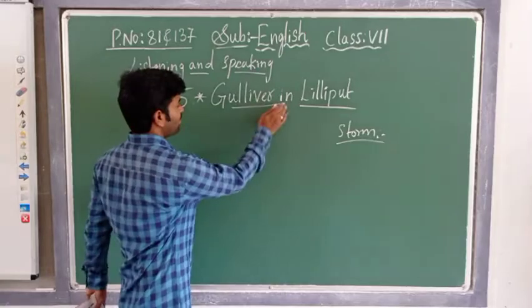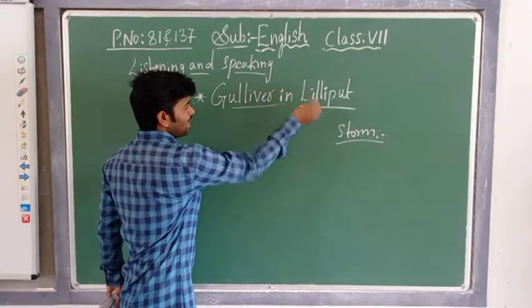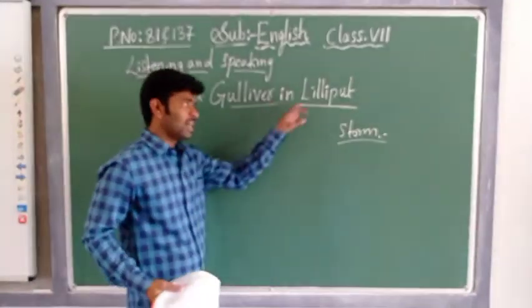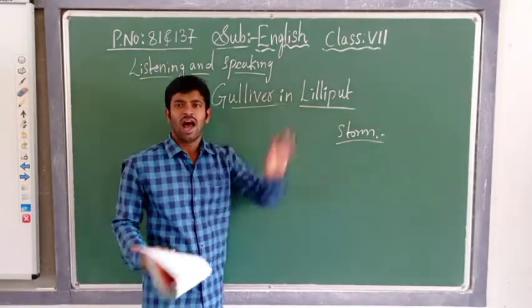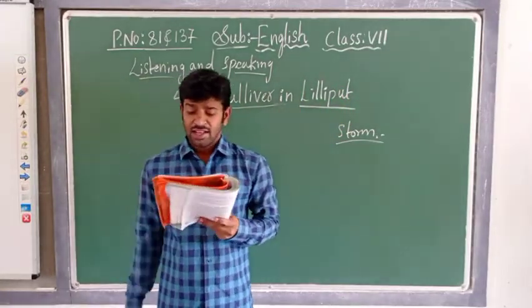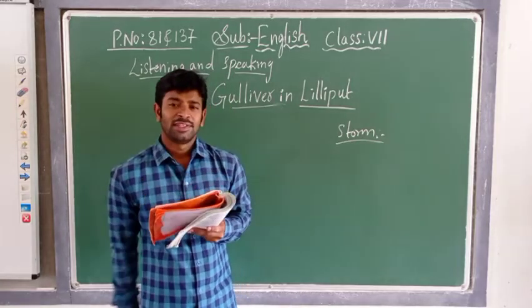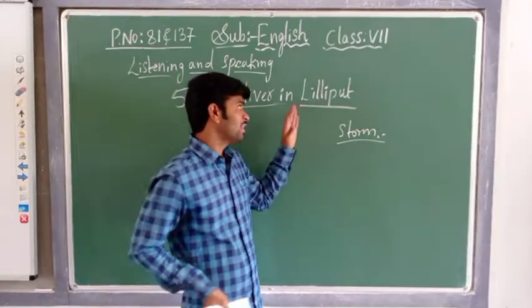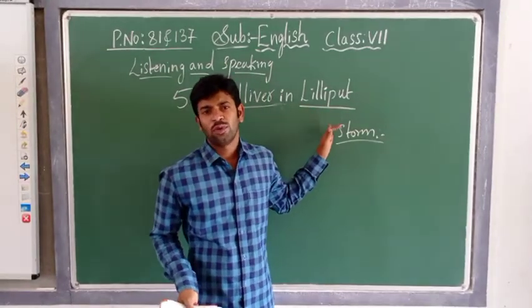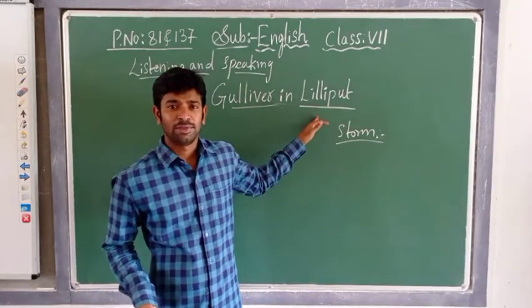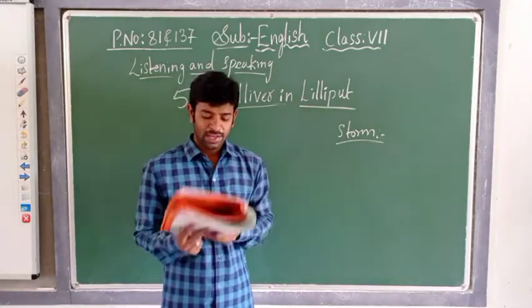So, what is the name of the lesson given here? Gulliver in Lilliput. It means Gulliver is in the Lilliput island. Next, the people were called the Lilliputians. The people who are living in the island, what is the name of the island? Lilliput. The people who are living in the island Lilliput are called Lilliputians.